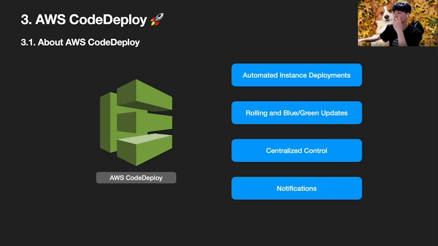Moreover, you can centralize the control of deployments because you can group the deployments in AWS CodeDeploy, making it easy to manage in a centralized environment. Additionally, you can set up a notification system with AWS SNS, which is short for Simple Notification Service, to alert on the status of the deploy. So these are the advantages of using AWS CodeDeploy.